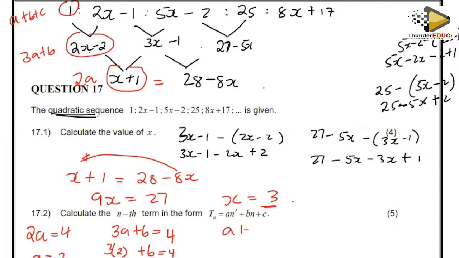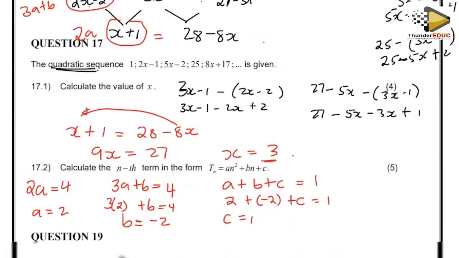And lastly, a plus b plus c gives us a 1. If our a is a 2, our b is a negative 2. What is c? So these two cancel out, and then c becomes a 1. Then I can easily write my Tn to be 2n squared minus 2n plus a 1.